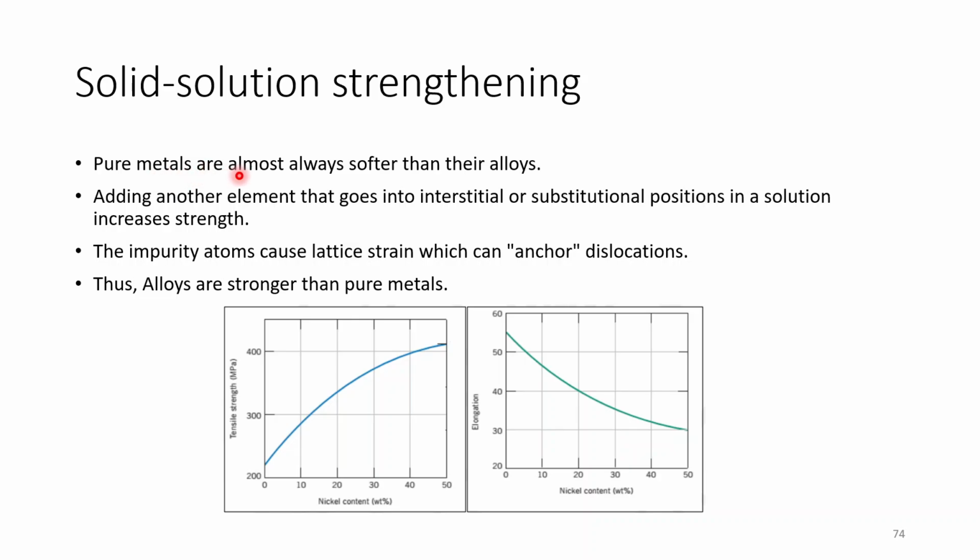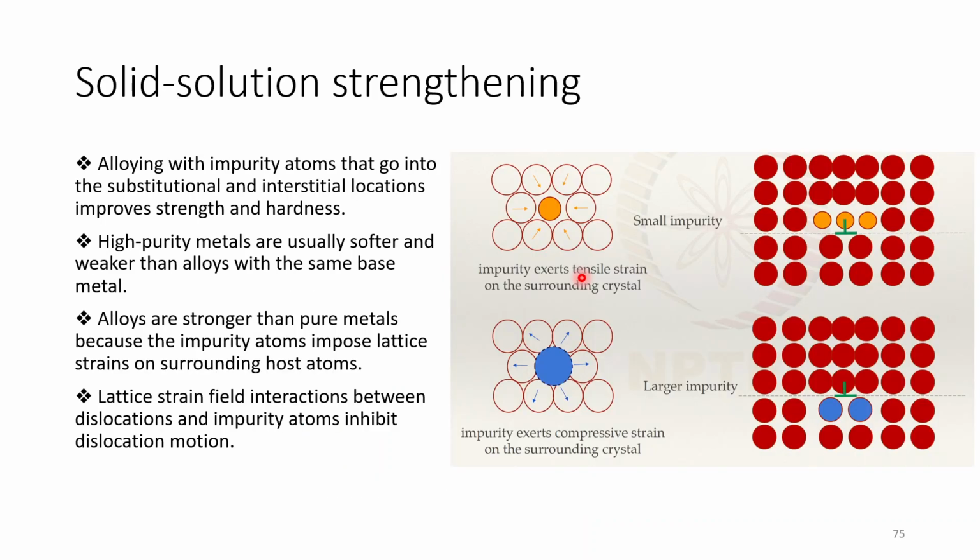Pure metals are almost always softer than their alloys, and adding another element that goes into interstitial or substitutional positions in a solution always increases strength. The impurity atoms cause lattice strain which can anchor dislocations. If a dislocation is moving, it will be hindered by these impurity atoms, because there will be an interaction between the strain due to this atom and the strain due to this dislocation.